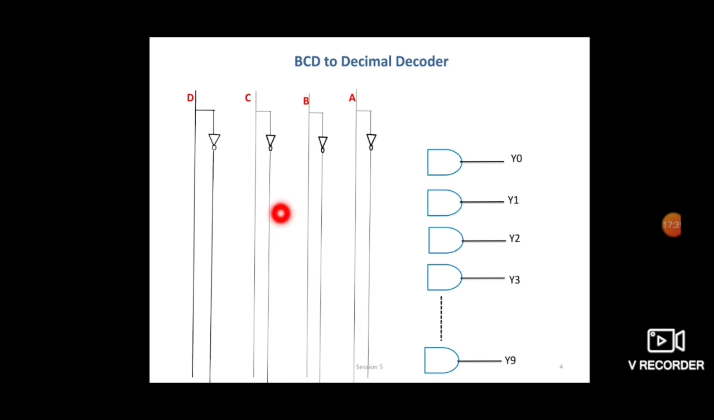Okay, and then we will get the respective number. Okay, so if the output is active low, this can be obtained by replacing the AND gate with a NAND gate.